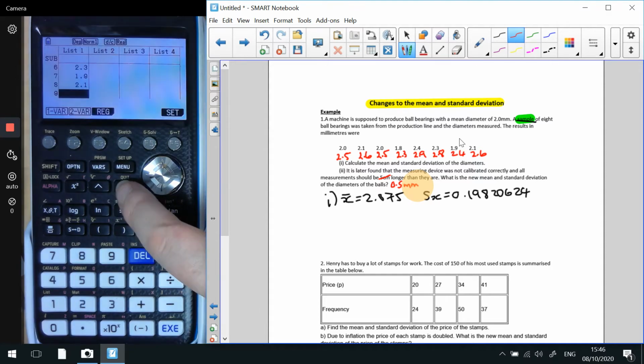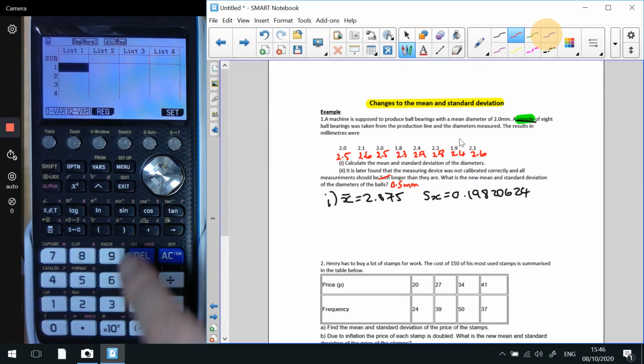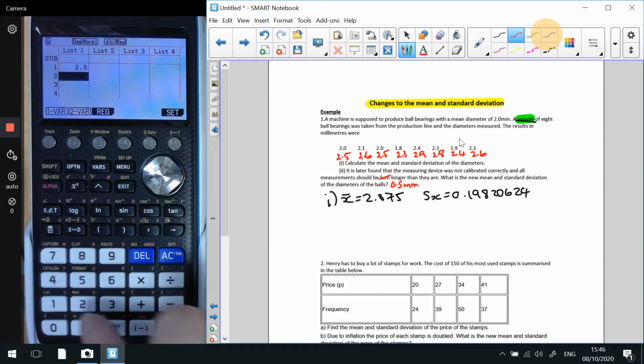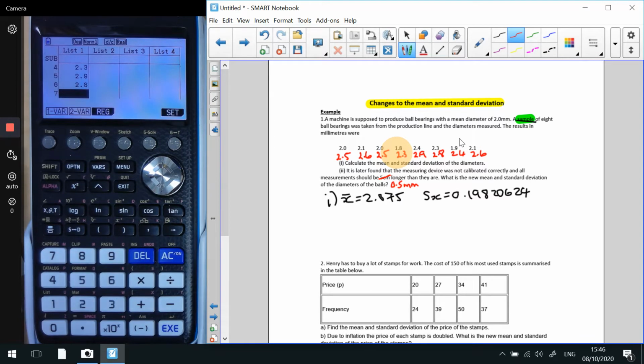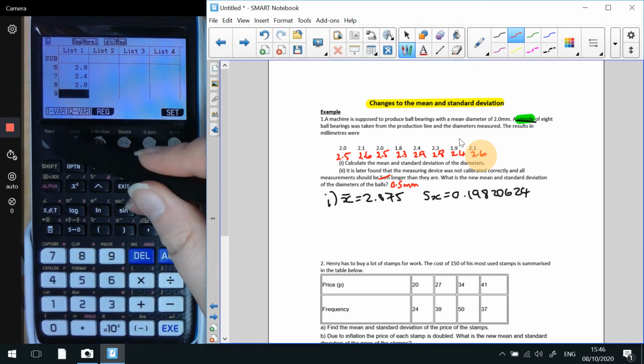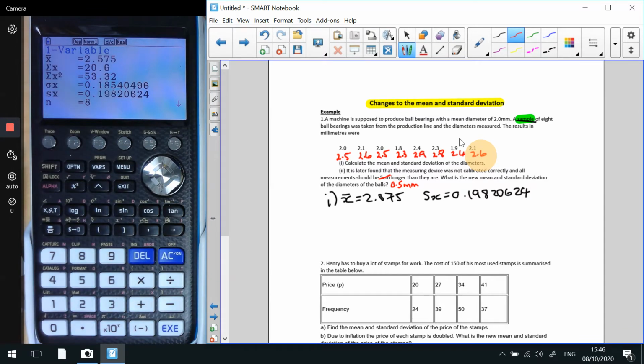So then in my calculator I'm going to delete the numbers that I already have in there, and I'm going to type these new ones in instead. So 2.5, 2.6, 2.5, 2.3, 2.9, 2.8, 2.4 and 2.6. Again, we only have a list of data, so I'm going into 1 var, and for that data we've got a mean of 2.575 and a sample standard deviation of 0.1982064.